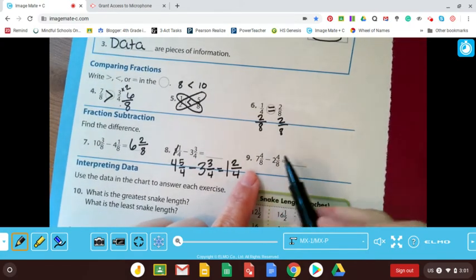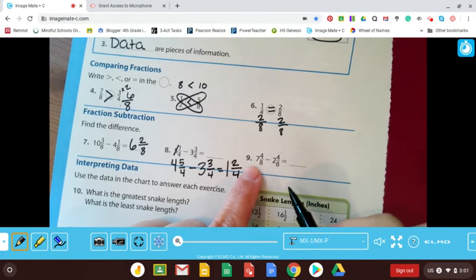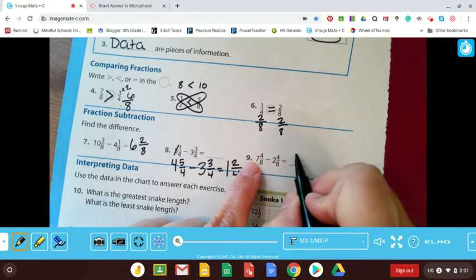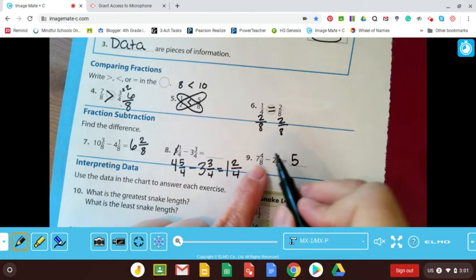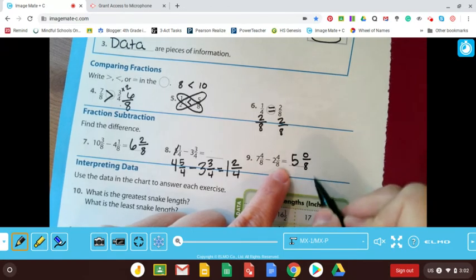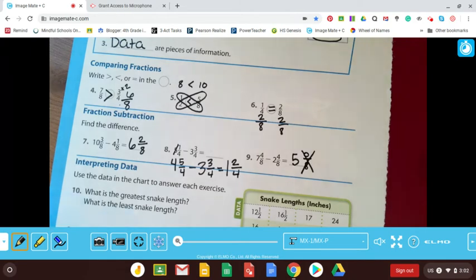All right, the next guy, we have 7 and 4/8 minus 2 and 4/8. We got this. 7 minus 2 is simply a 5, and 4/8 minus 4/8 is 0/8. And we actually don't even have to write that, right? So really, it's just 5 as our answer.